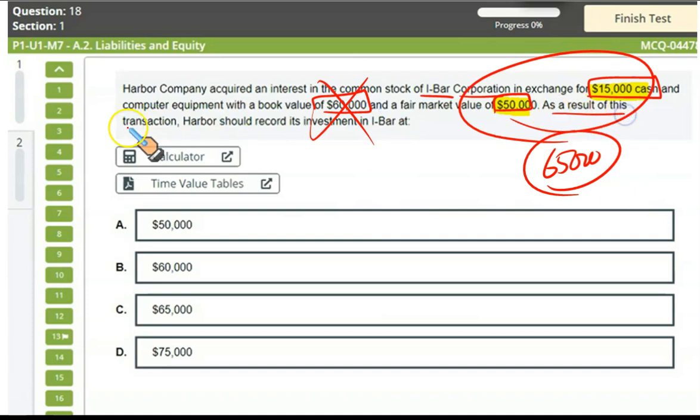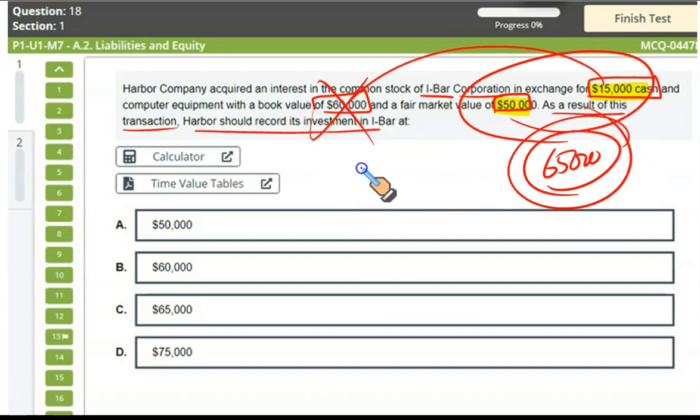As a result of this transaction, Harbor should record the investment at 65, not 15 plus 60, not 75, 65, because 15 is cash and 50 is the fair market value of the asset being given. So it's going to be 65. That will make C the correct option.